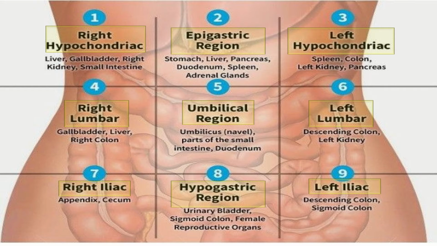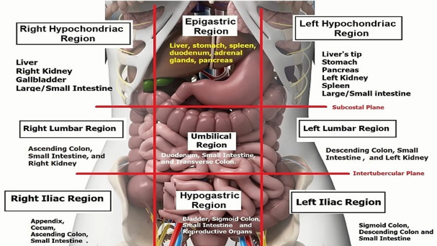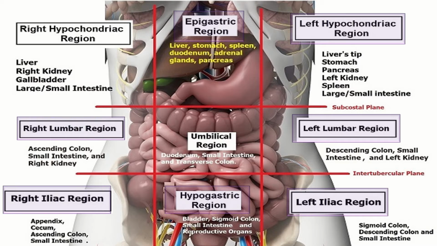So the two vertical and two horizontal lines divide the abdomen into 9 regions clockwise from the top, and those regions include first of all the epigastric region or epigastrium, left hypochondrium, left lumbar region or the left flank, left iliac fossa, suprapubic or hypogastric region, right iliac fossa, the right lumbar region or the right flank, right hypochondrium, and in the center the umbilical region.